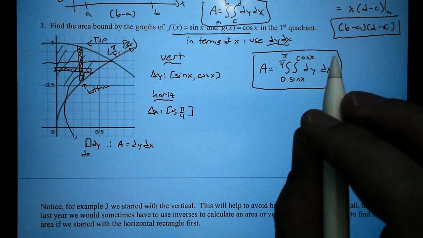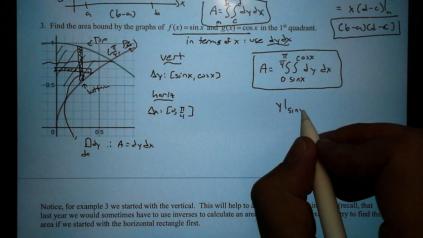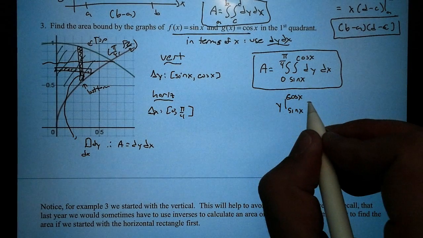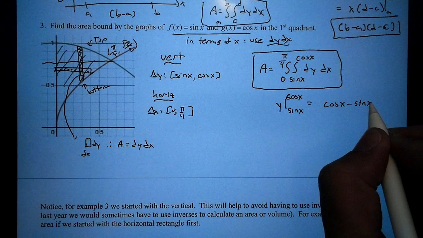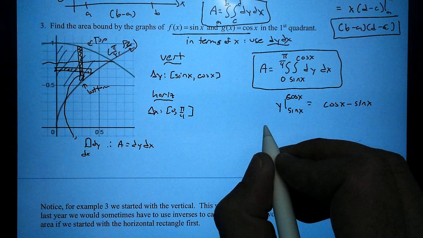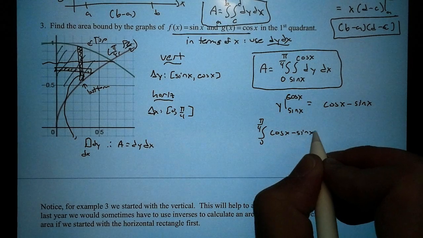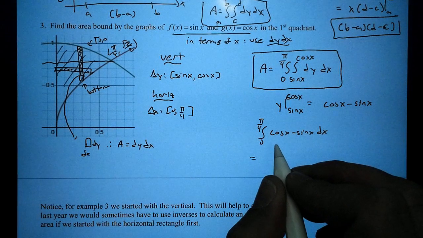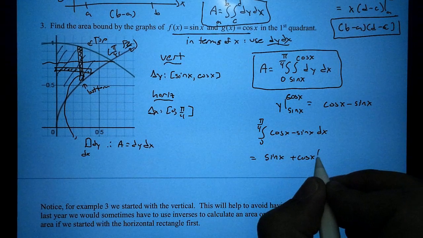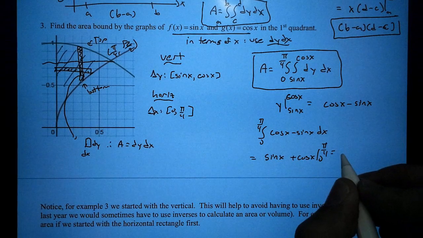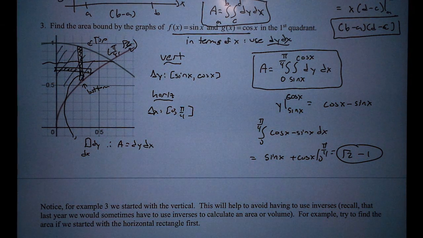So let's go ahead and evaluate this. It's good practice. If we integrate the inside first, we would get y from sine x to cosine of x, which becomes just cosine of x minus sine x. And then we would integrate that from 0 to pi over 4 with respect to x. Cosine of x minus sine of x dx becomes, the antiderivative of cosine is sine of x, and this becomes plus cosine of x from 0 to pi over 4, and that just becomes root 2 minus 1. You can verify that.